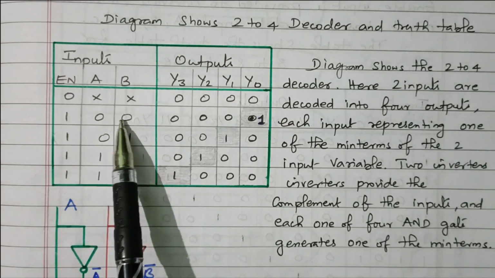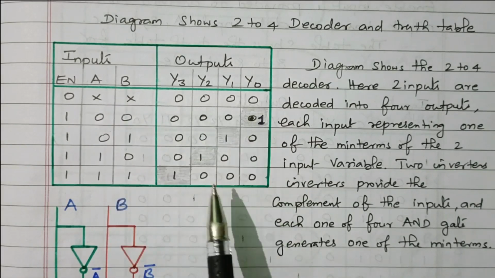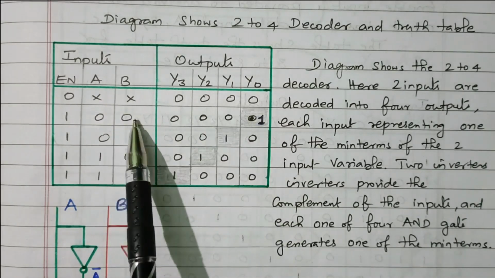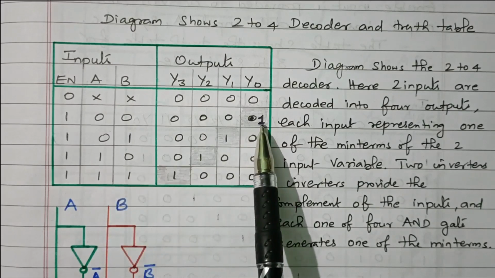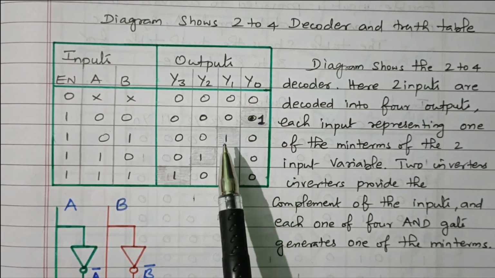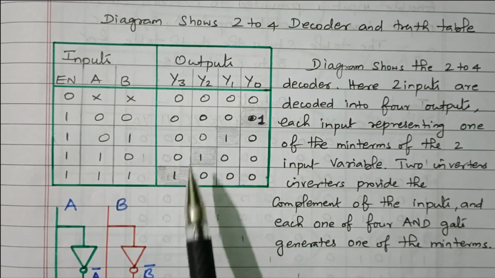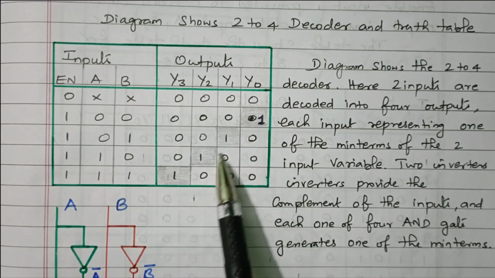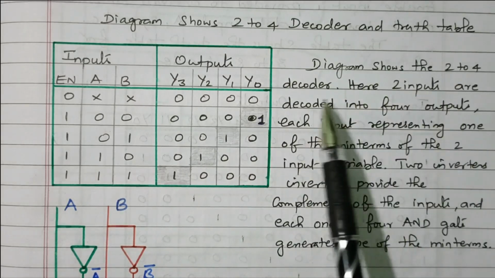So with the 2 digit input, 2 possible digits, we are getting 4 different outputs, right? Because of 2 digits, normally we are having 4 possibilities. Based on the 4 possibilities, the output may be Y0 as 1, or Y1 as 1, or Y2 as 1, or Y3 as 1. The remaining digits are 0. So we are getting 4 possible outputs, right? So the diagram shows the 2 to 4 decoder.